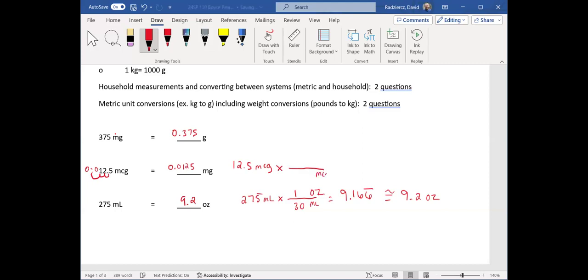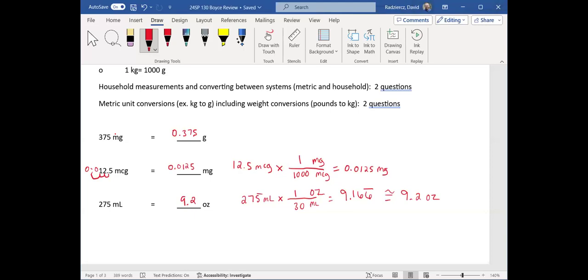But if you don't feel confident moving the decimal, then you would just set it up like this, right? So you have micrograms and you have milligrams, and you know that 1 milligram is equivalent to 1,000 micrograms. And so you're just going to put into your calculator 12.5 divided by 1,000, and then you're going to get your answer of 0.0125.